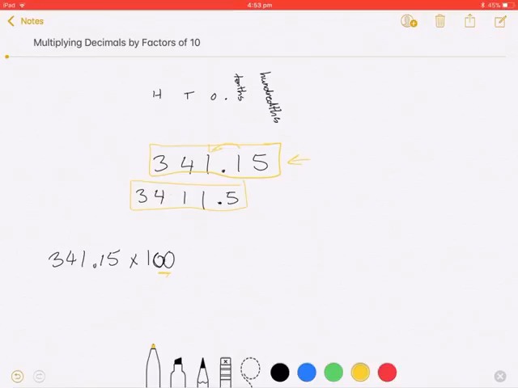I need to make it another 10 times bigger. So I'm going to move my box over again. I'm going to keep the digits in the same order. Remember, my decimal's still going to be there. 3, 4, 1, 1, 5. So I've got 34,115. 34,115, and there's actually no tenths or hundredths left.